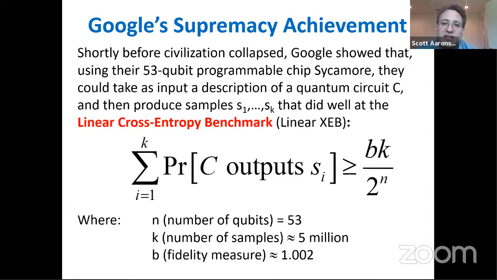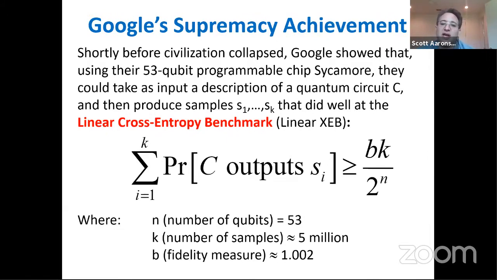And what this simply means is that if you want to judge the fidelity of a quantum sampling experiment, you take each of the outputs that were produced, S1 up to SK, each of which in this case would be a 53-bit string, and then using your classical computer and brute force, you calculate for each one the ideal probability that the circuit C would have output S sub i, and then you just sum all of those probabilities up. And then you accept if and only if that sum exceeds a certain threshold.